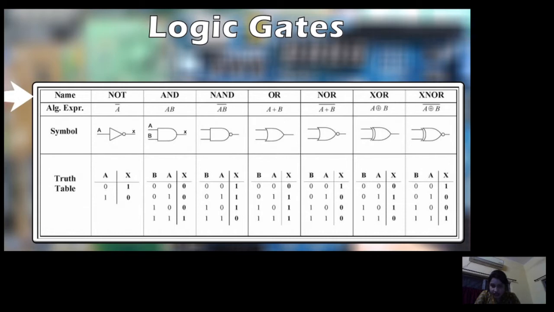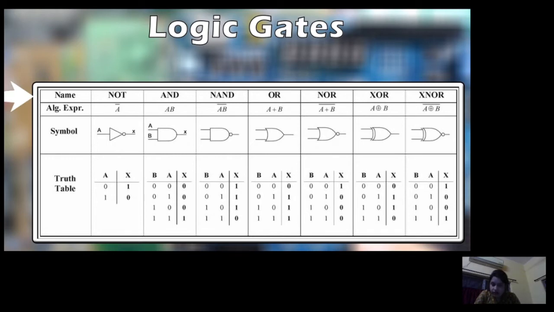Now see the OR gate. This is the symbol of OR gate. This performs logical addition. Here also these are the 4 inputs. And if you see the output, since it's performing logical addition, so only when both the inputs are 0, the output will be 0. For all the other 3 cases, the output is 1.